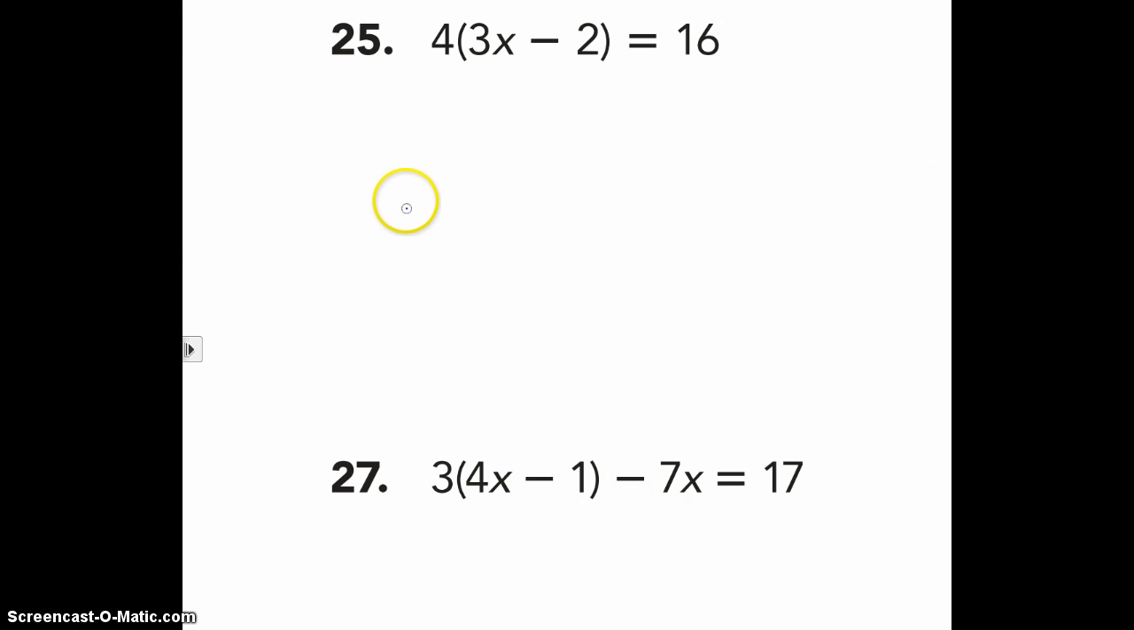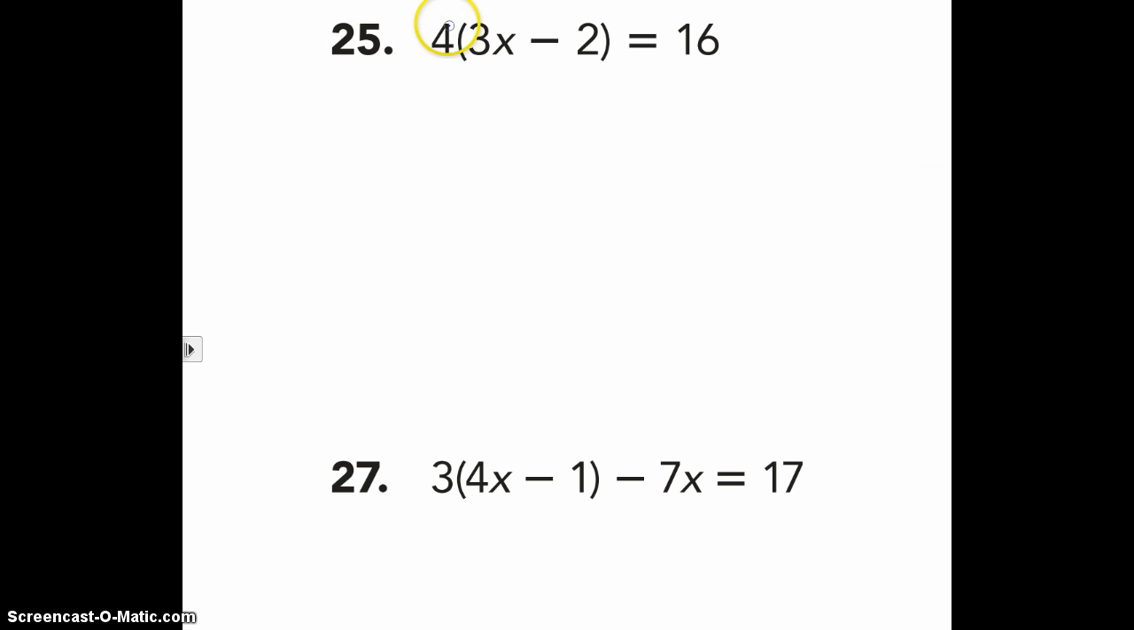This video is for 4.2, the standard solving equations in factored form. You can tell these are in factored form because you see these parentheses here with a number on the outside. And this is very close to what we've been doing before. There's just one extra step.